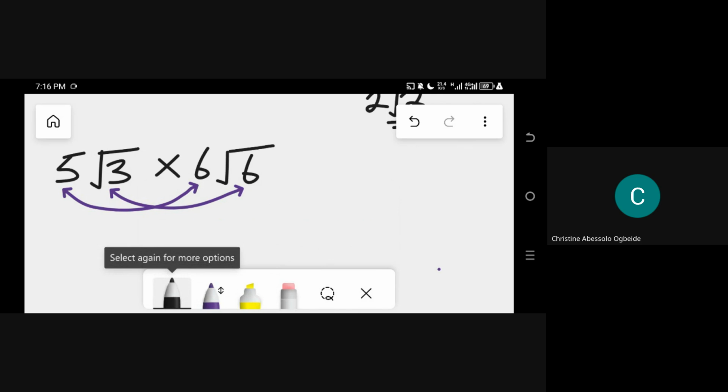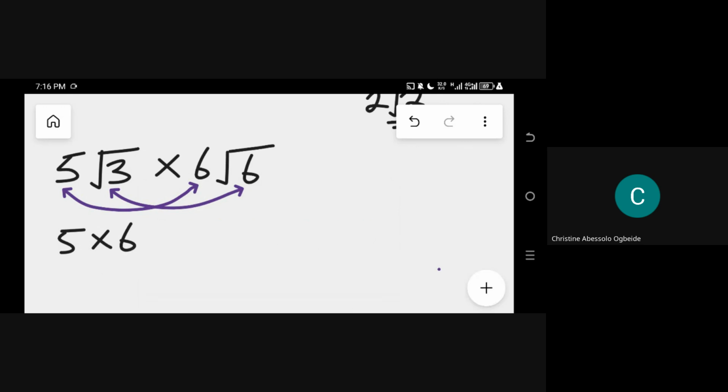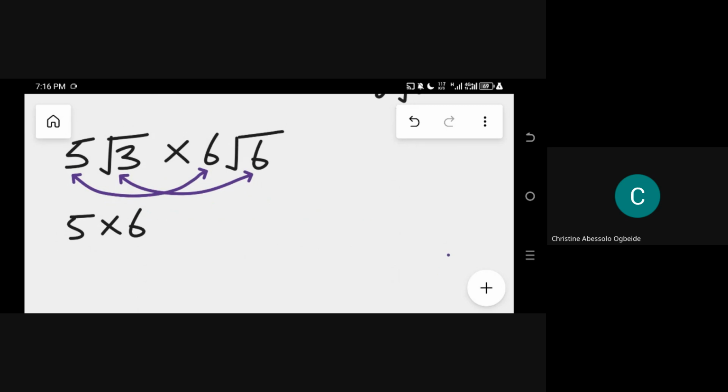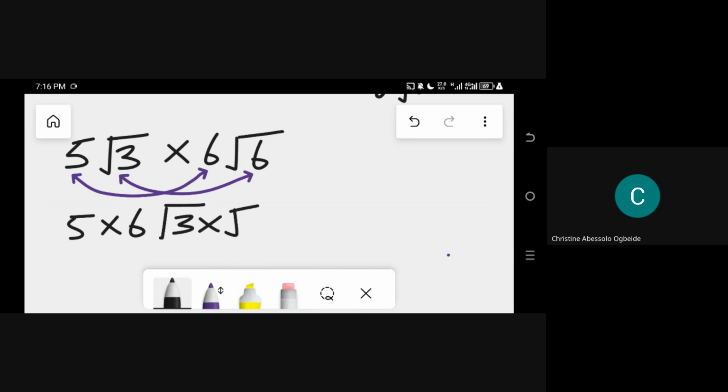So if you have to multiply this, you have to say 5 times 6. That's the ones at the back, the multipliers there. The 5 is outside root 3, the 6 is outside root 6 as well. So it is the 5 outside that can multiply the 6 outside at the other side. Then, when you're dealing with the roots, those of them that have roots, you can multiply them together and say that this is root 3 times root 6, like this.